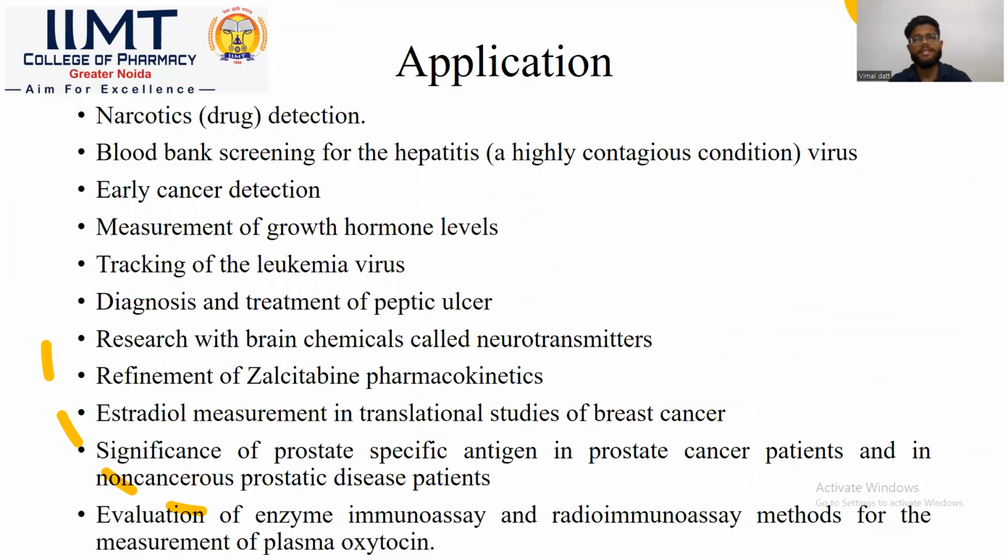So here we are going to discuss some applications of RIA: narcotic drug detection. We can also say it is used for doping tests, blood bank screening of hepatitis, a highly contagious condition, early cancer detection, measurement of growth hormone level, tracking of leukemia virus, diagnosis and treatment of peptic ulcer, research with brain chemicals called transmitters, refinement of calcium pharmacokinetics, estradiol measurement in translational study of breast cancer, significance of prostate specific antigen in prostate cancer patients and in non-cancerous prostatic disease patients. Evaluation of enzyme immunoassay and radioimmunoassay methods for the measurement of plasma oxytocin.